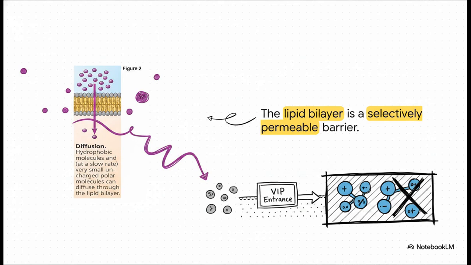So before we get into how things move, we really need to understand the wall they're moving through. A cell's survival completely depends on maintaining this selectively permeable barrier. It's not a solid brick wall, but it's definitely not a wide-open door either. Down at the molecular level, this is your lipid bilayer. Now, if you're a really small or uncharged hydrophobic molecule, you get that VIP treatment. You can slip right through the lipids without any help at all. But if you're a larger molecule, or if you're carrying an electrical charge, you're blocked at the border and going to need special clearance to get across.